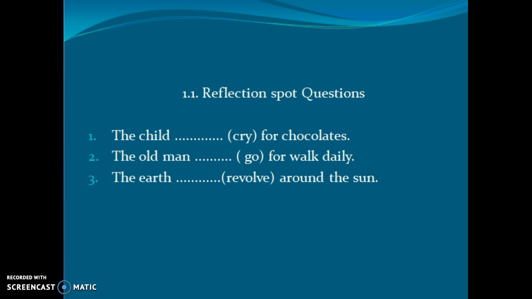Here, take 1 minute of pause and answer the reflection spot questions. I have given them, which are visible on the screen.